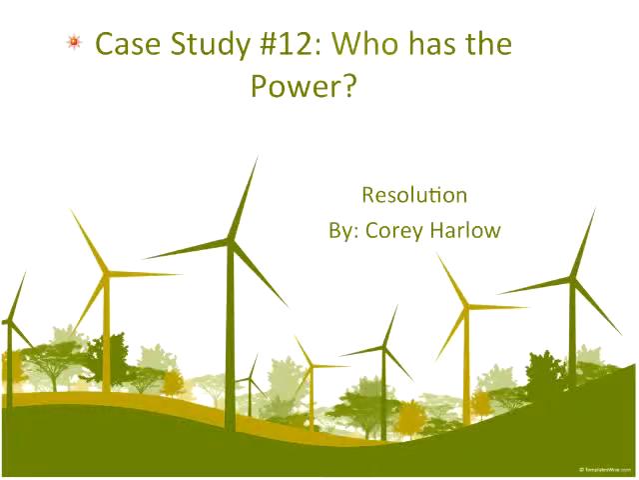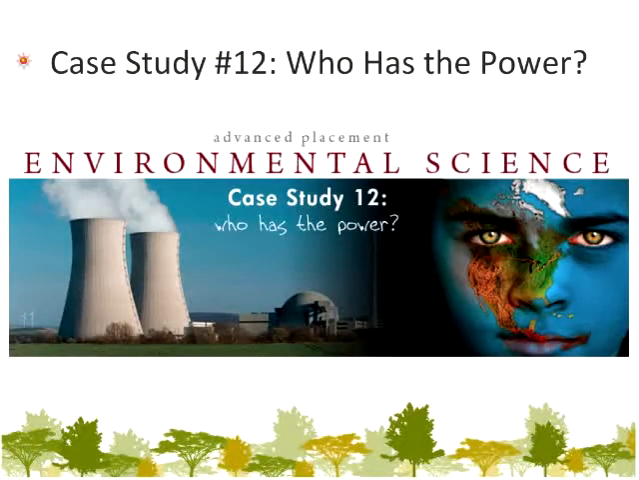Resolution by Corey Harlow. So first I want to talk about what case study number 12 in AP Environmental Science is and what it's about. It's called Who Has the Power? It's all about the different forms of energy and how they pose a problem to our environment. It also talks about renewable versus non-renewable energy sources and many other things.